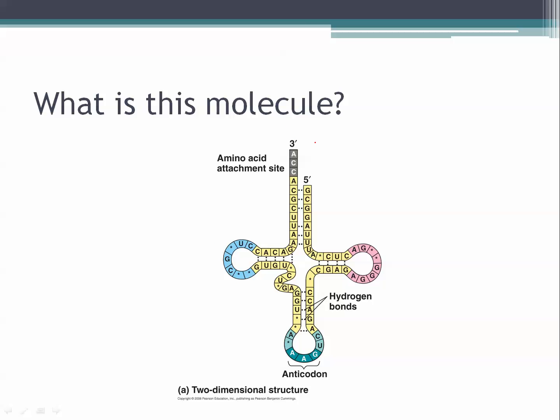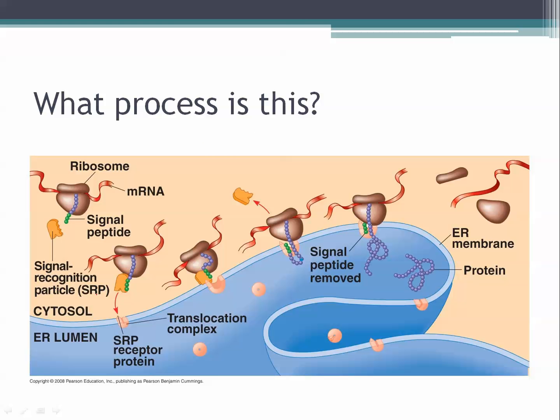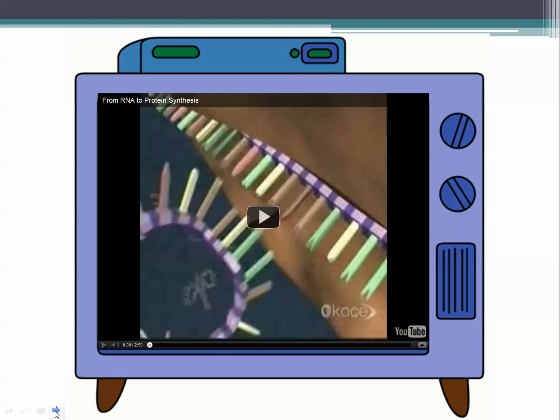So, what is this molecule? What does it kind of look like? What letter can help you out? Here's another hint. Anticodon. What molecules have anticodons? What's the name of this process? I'm taking mRNA and making amino acids here. So, what process is that? And we will finish up that video. Transfer, or tRNA.